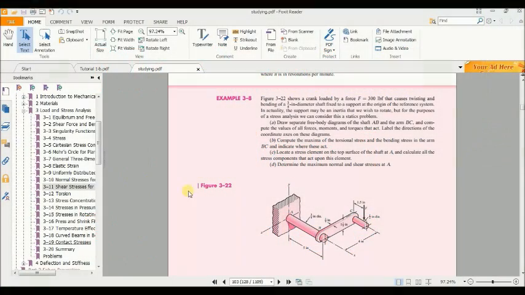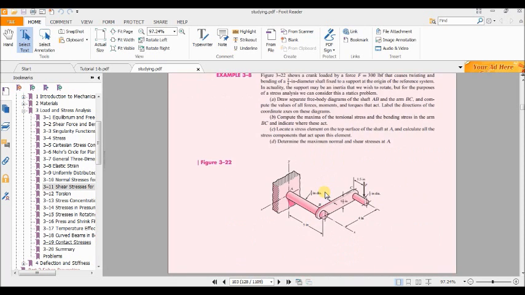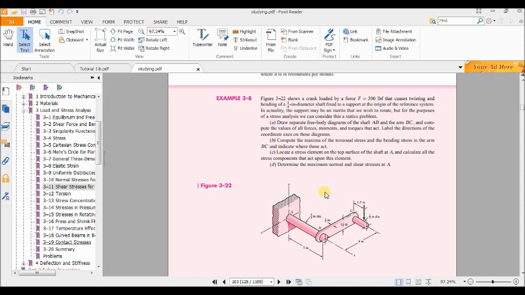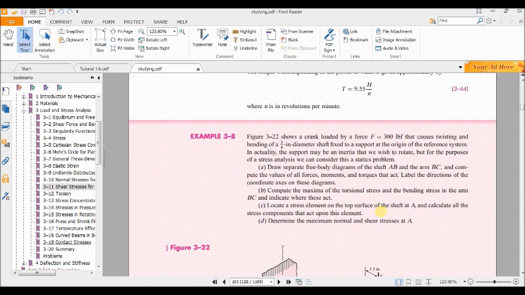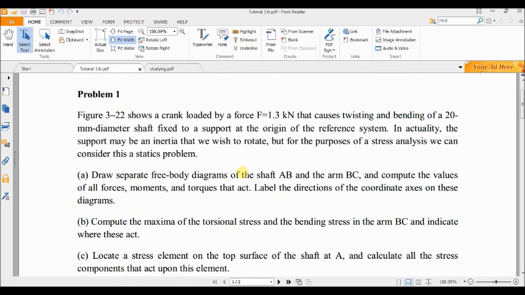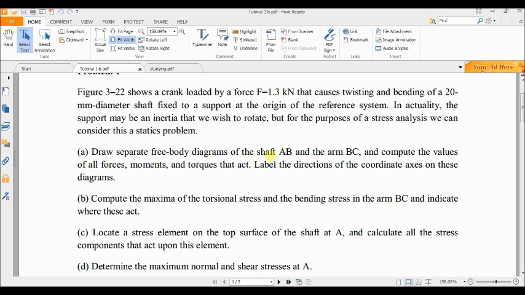My name is Elifari. I would like to demonstrate the solution of example 3.8. At the same time, I will explain how we can use the textbook to solve the problems. As you can see, these problems in the textbook are in US units, and we have the metric unit here.